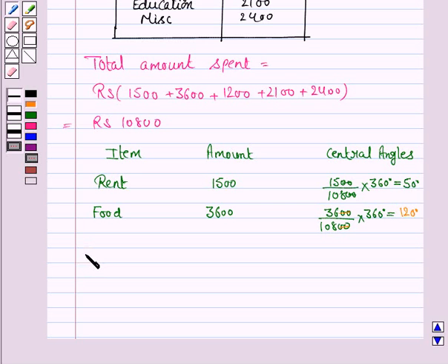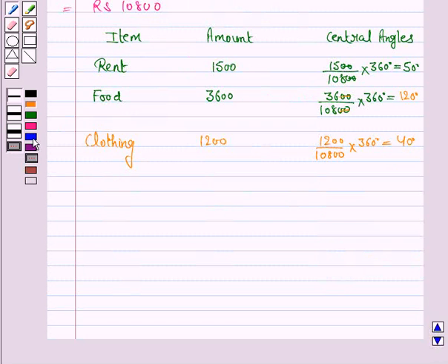Now the third is clothing. And the amount spent is 1200. Central angle is given by 1200 divided by 10,800 multiplied by 360 degrees, and that gives us central angle as 40 degrees.